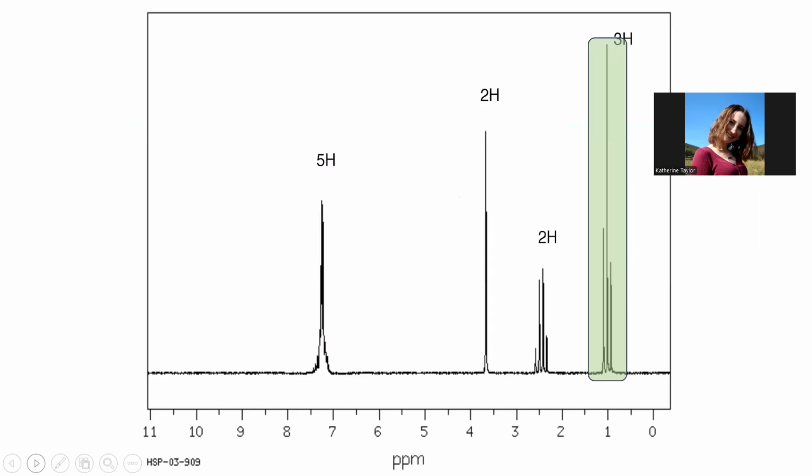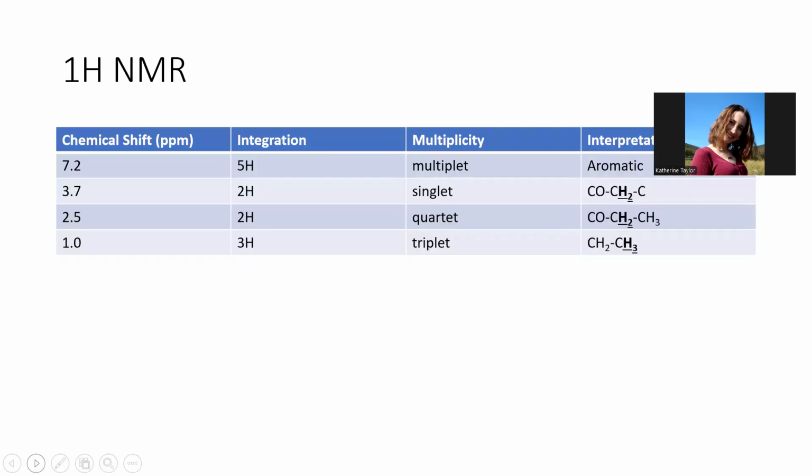And then finally, we have our last peak at about 1 parts per million. That is an integration of 3H and is a triplet. So this will kind of wrap it up. This is the CH3 carbon that was referenced on the previous line of the table that has the two neighboring hydrogens of the CH2 carbon that it's bonded to.